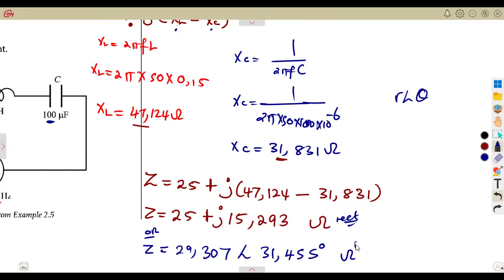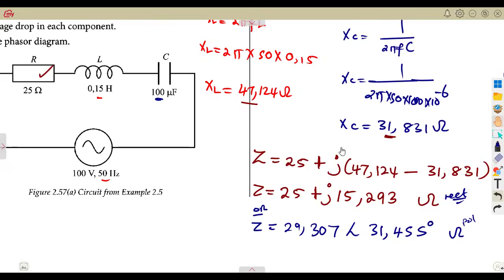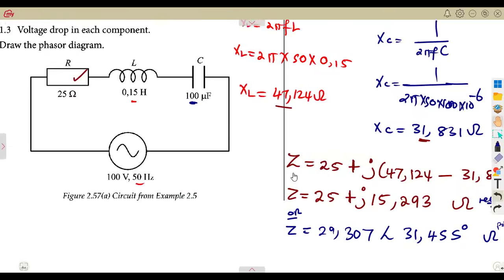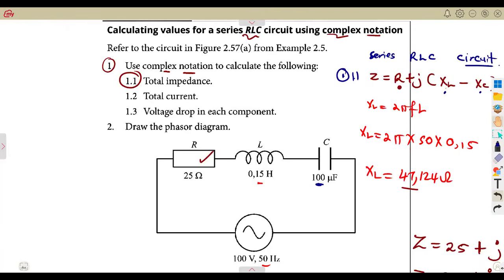So you're going to have this in polar form also, because with the simplification you do not know what's going to happen there. So you need to have both formats. Okay, let's move on to number 1.2.